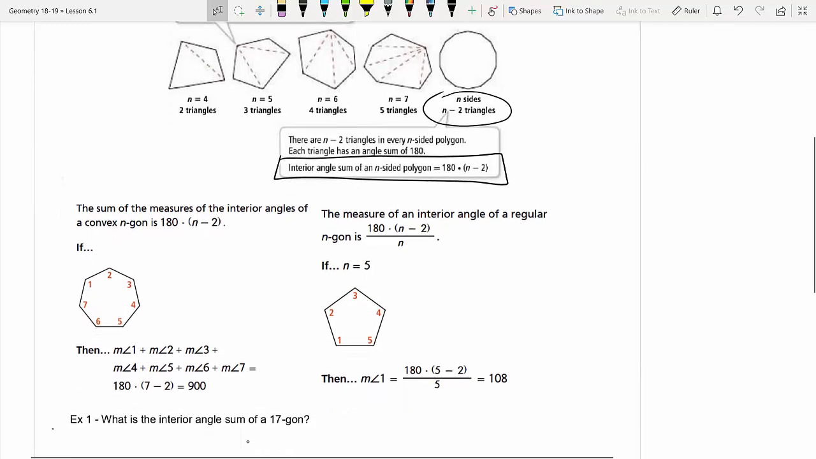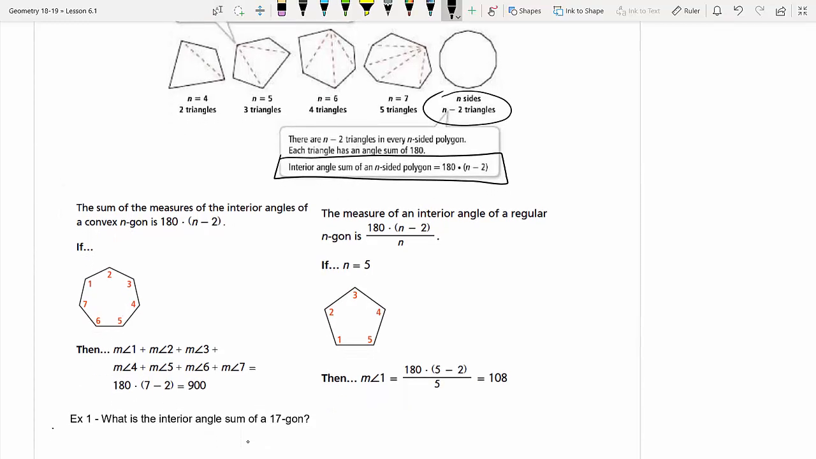So if we're looking at this figure on the left here, this is a 7-sided figure. It says that if we add up all 7 of our angles, it's 180 degrees times 7 minus 2 in parentheses. We're going to subtract first, then multiply. So that tells me that the interior angle sum of this figure, of any 7-sided figure, is 900 degrees.